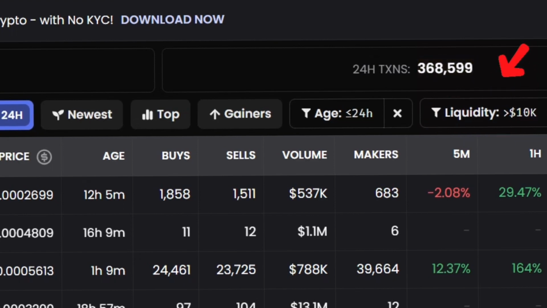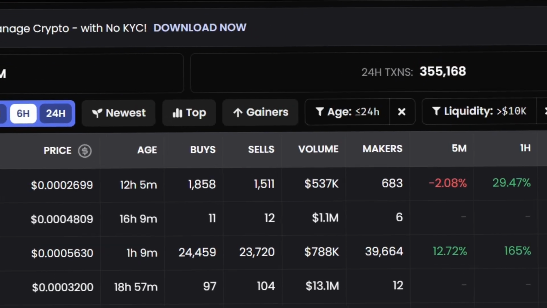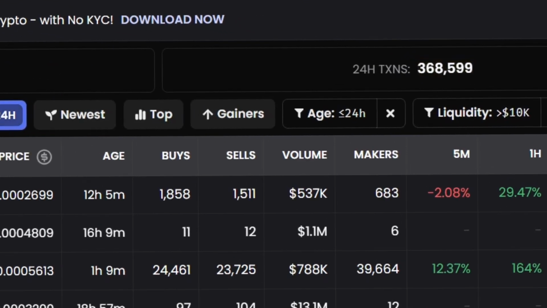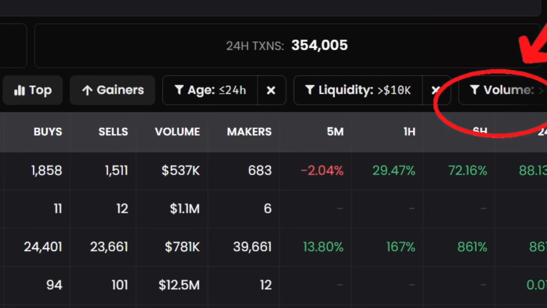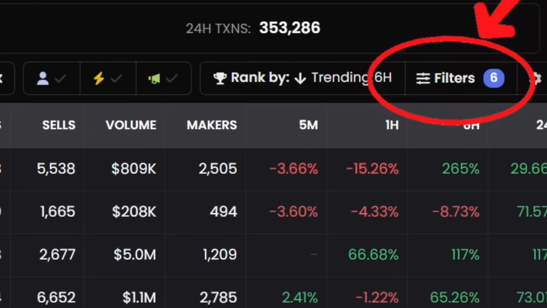Liquidity. This is the money inside the trading pool. Low liquidity is where scams hide. High liquidity makes buying and selling smooth. Best setting, 10,000. Volume shows how many people are actively trading the token. Higher volume means energy and interest. Best setting, 50,000 volume.